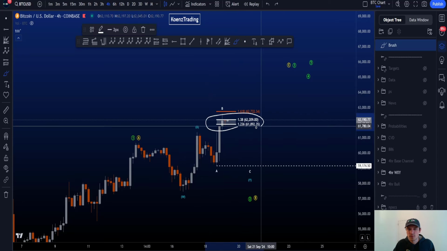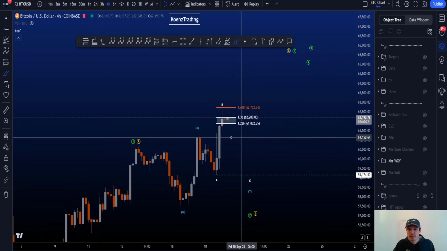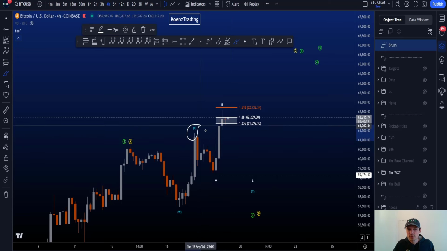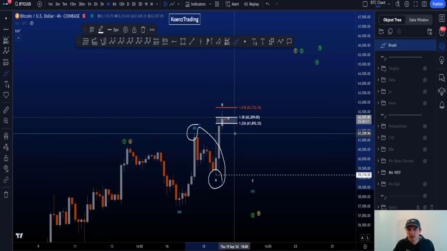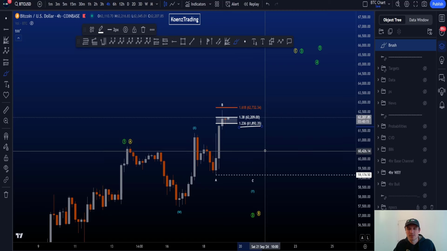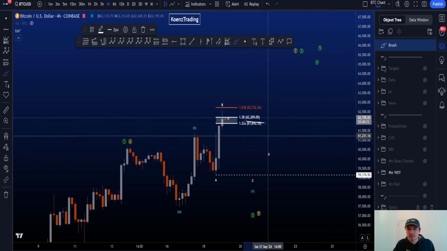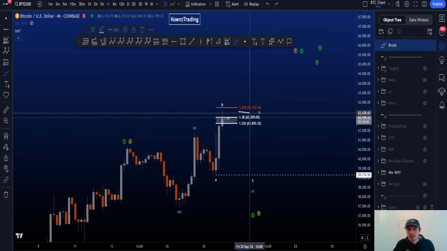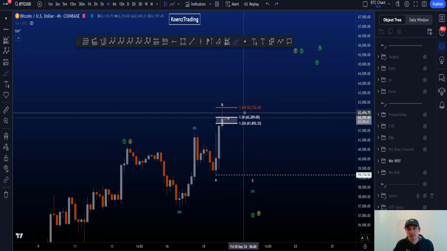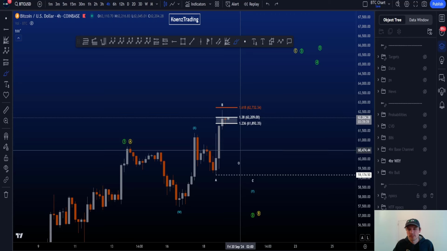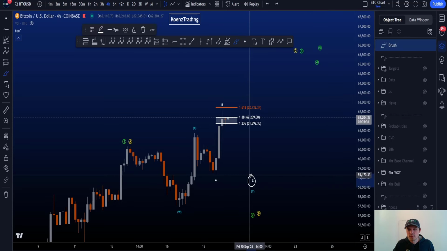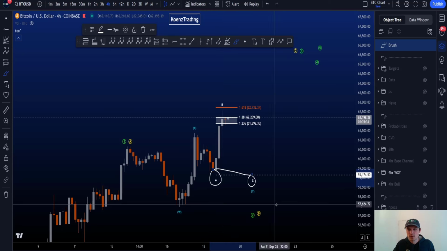Common target for your wave B is to hit the 1.236 to the 1.38 Fibonacci, taken from the start to the end of wave A, giving you a target between 61.8k and 62.2k. If price hits the 1.618 at 62.7k, the probabilities will significantly reduce for this scenario. The minimum target for your wave C would be to take out the low of wave A at 59.1k.